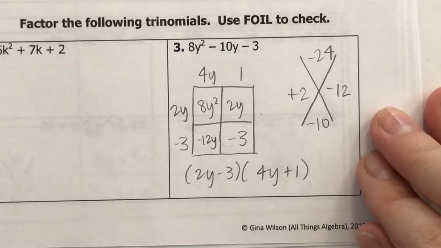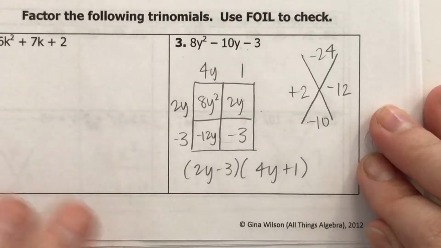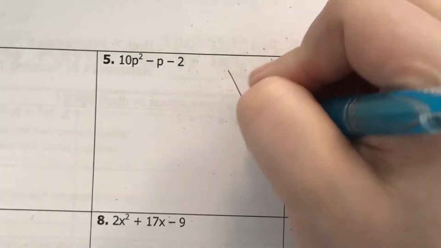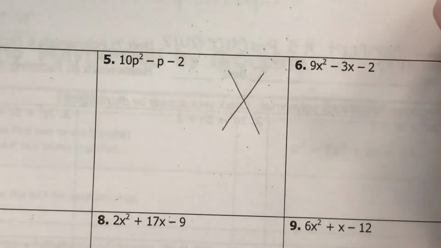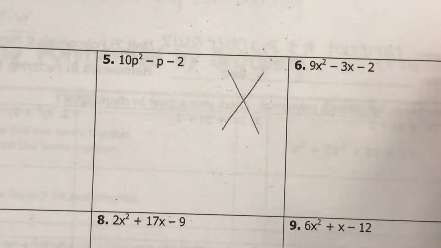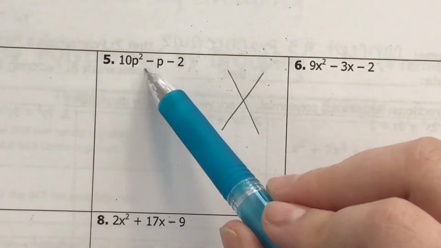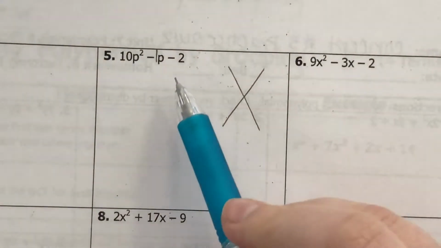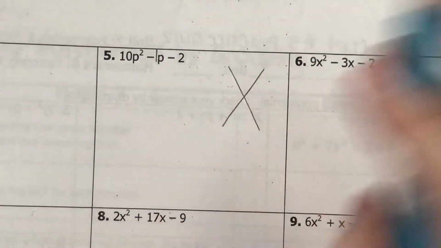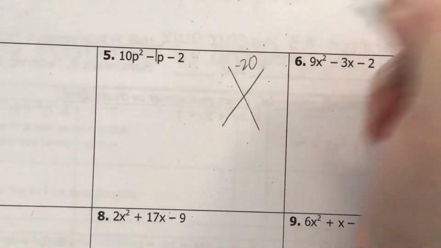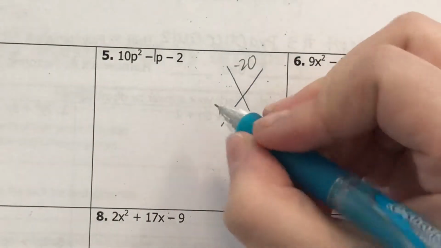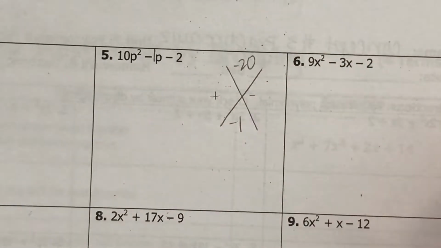Okay, so take a minute, pause this video if you need to write this down. I'm going to move on to the next one, number 5. We still draw our little box, or a little triangle, or X thing. Gosh, I don't know my shapes today. 10p squared minus p, remember this is 1p, minus 2. So 10 times negative 2 is negative 20. We're adding to negative 1. And if this is negative, I have a positive and a negative.